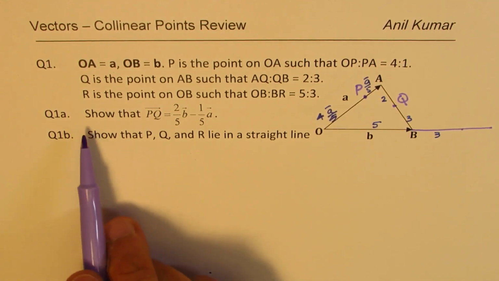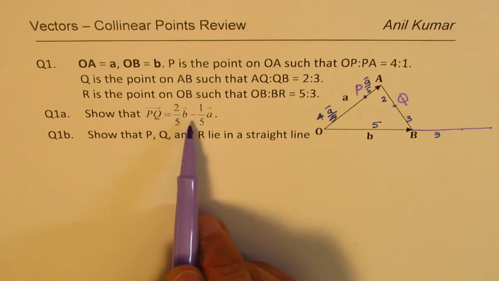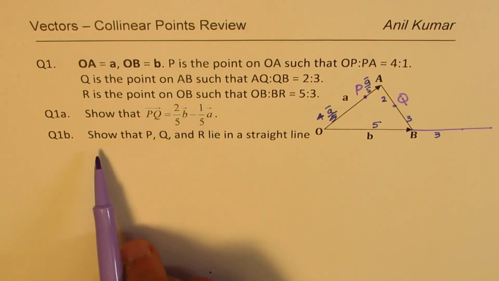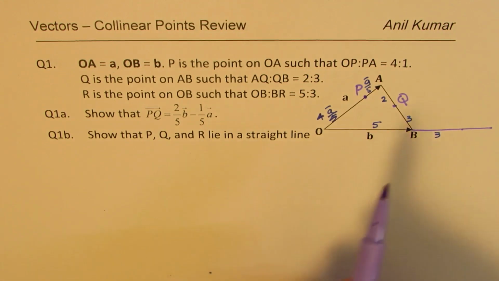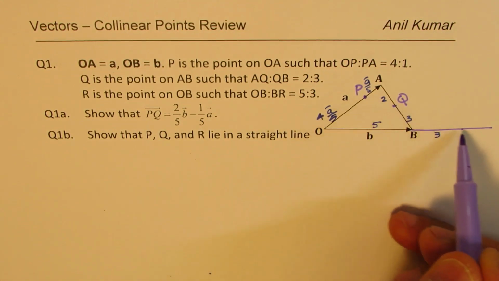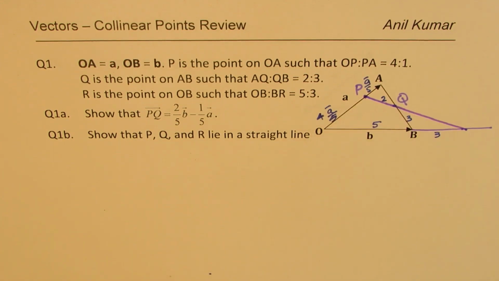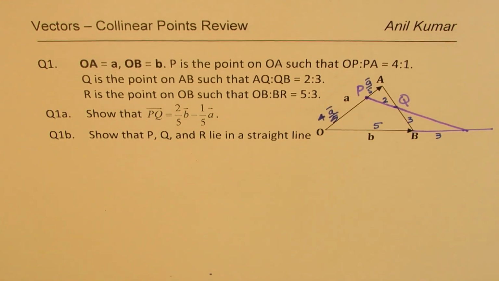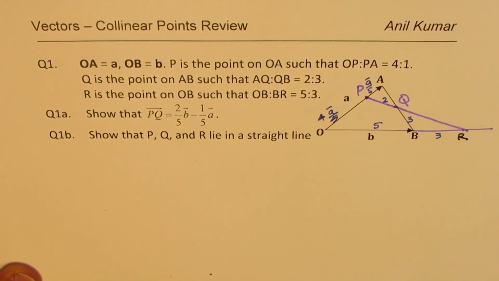Okay. We need to show that PQ is 2 over 5B minus 1 over 5A, and show that PQR lie in a straight line. So that means if I join them, it should meet at R. So let me just join them and extend. So wherever it meets the line, I'll write that as R. Correct? So now we have the right diagram to work with.